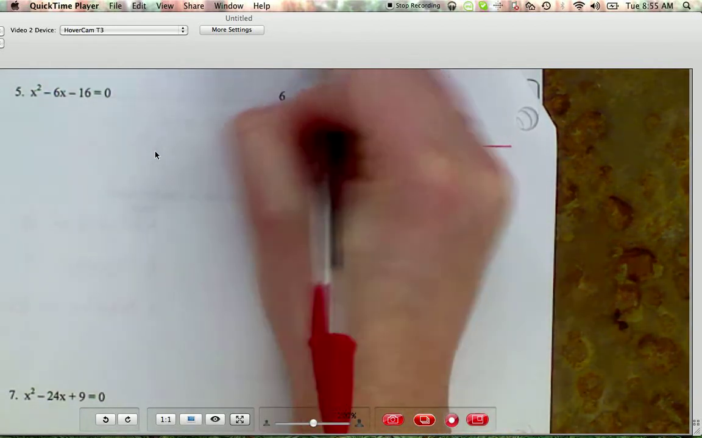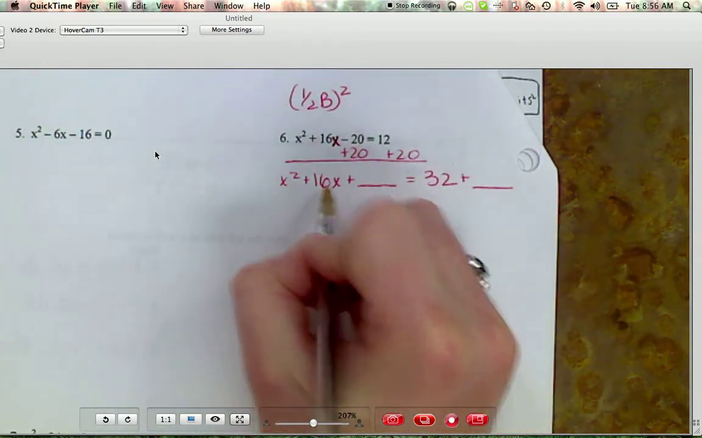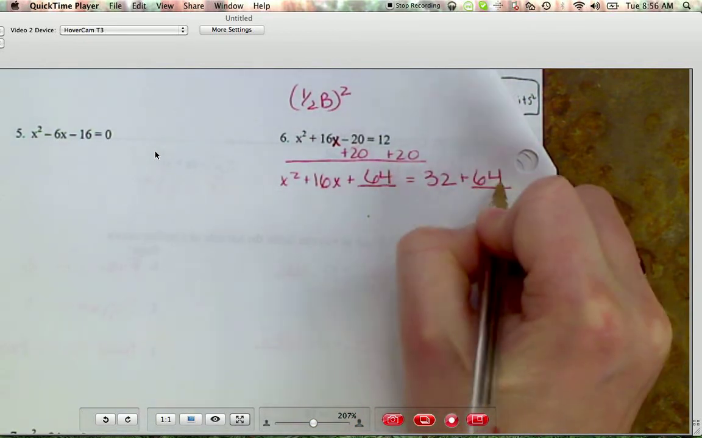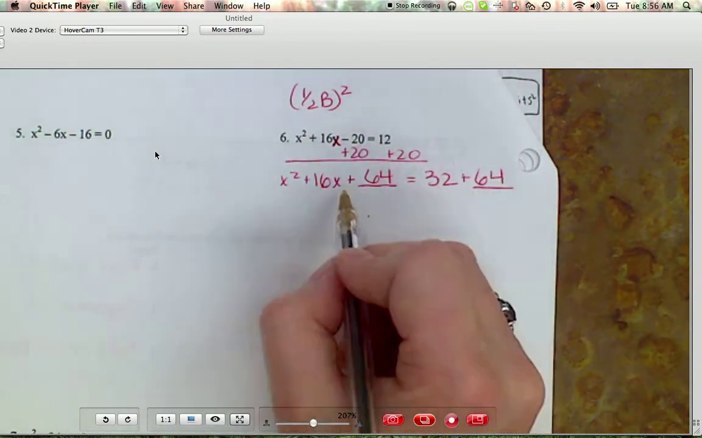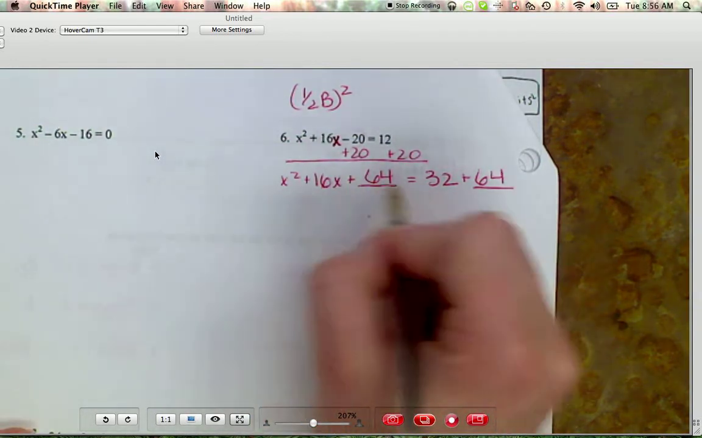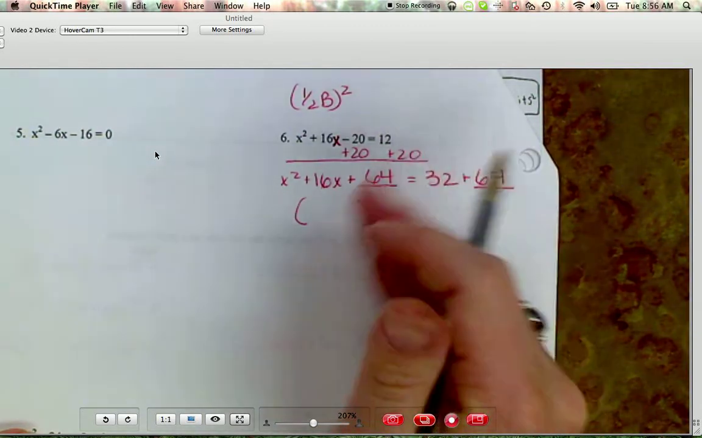Now, we're going to take half the b and square it. Half the b and square it. Half of 16 is 8. 8 squared is 64. Now we've created this to be a perfect square. We've completed the blank so we can make it into a square. So we completed the square.